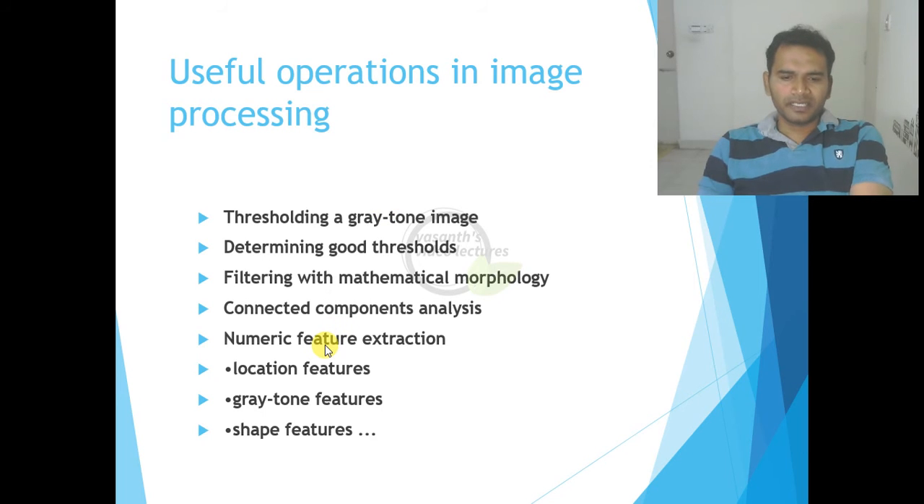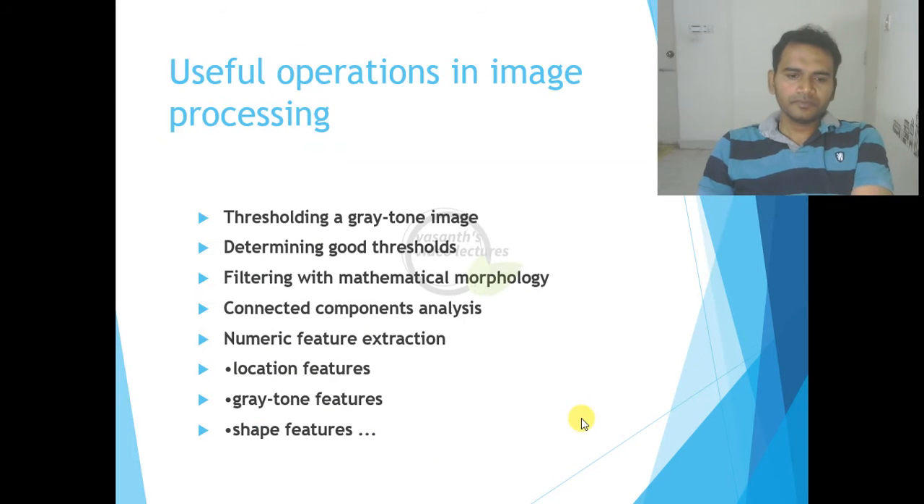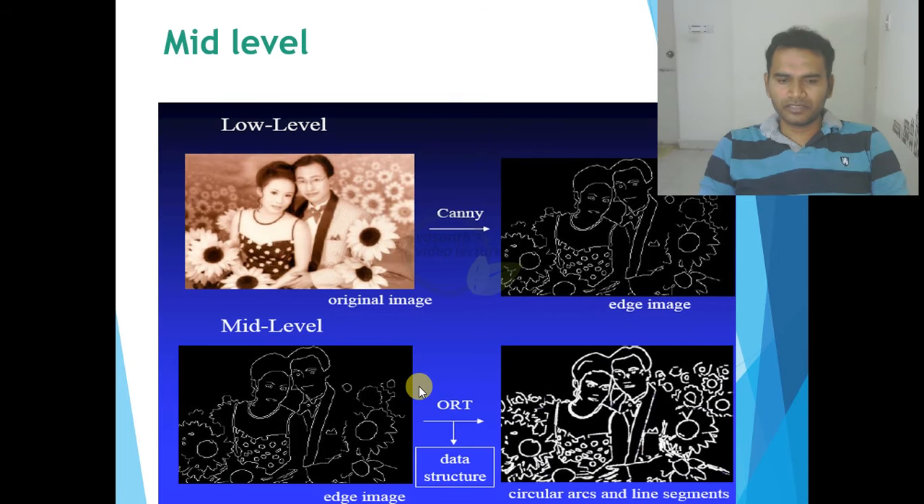Then numeric feature extraction. Feature extraction, I need not explain much because it is already discussed in the previous section, like how a particular feature can be extracted. In this case, I can extract a particular feature called a circle. So circle can be a common feature that is present throughout the image. And then in numerical feature extraction, we have certain things called location features. So location feature could be this thing, one particular location.